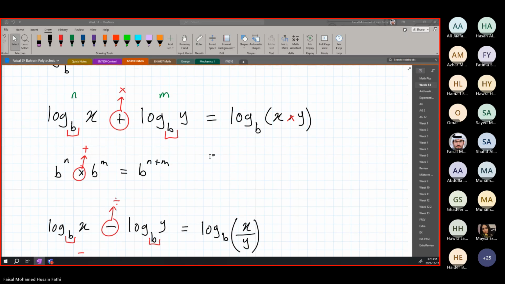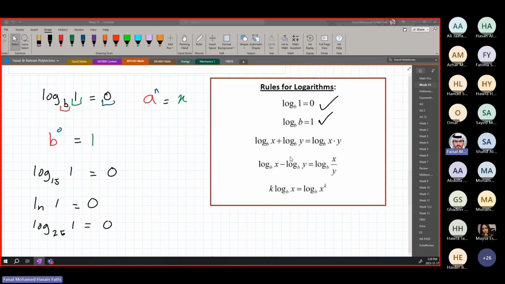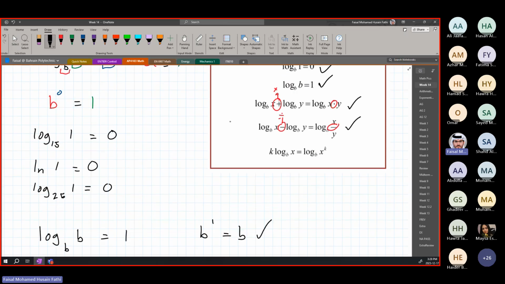All right? Now, we're done with this. We're done with this x times y and x divided by y when it's plus and minus. So again, this becomes multiplication because there's a plus. And when it's a minus, it becomes division. Okay? And the last and most, I think, important rule, all right? Most important rule is this one.